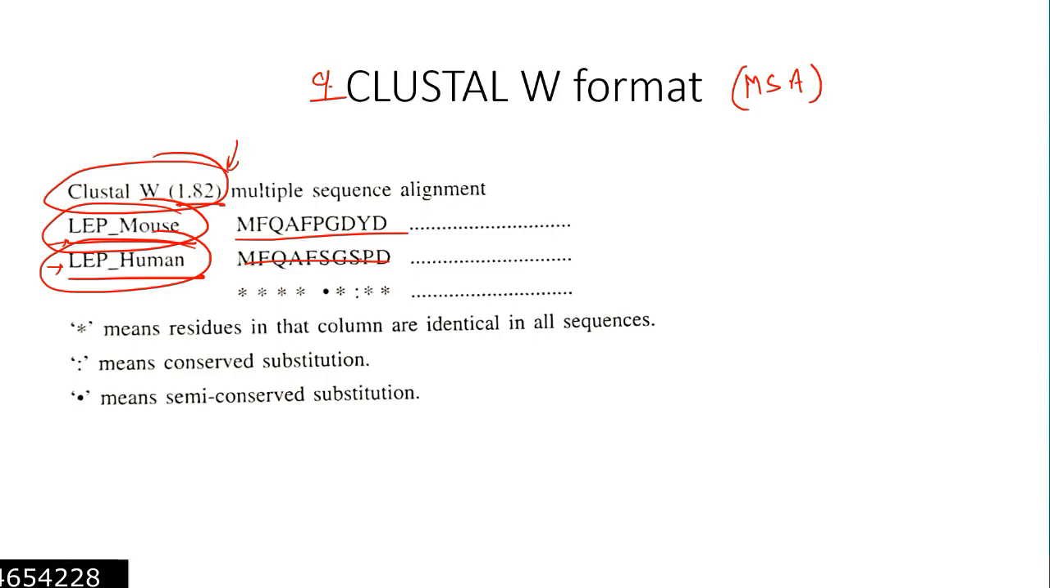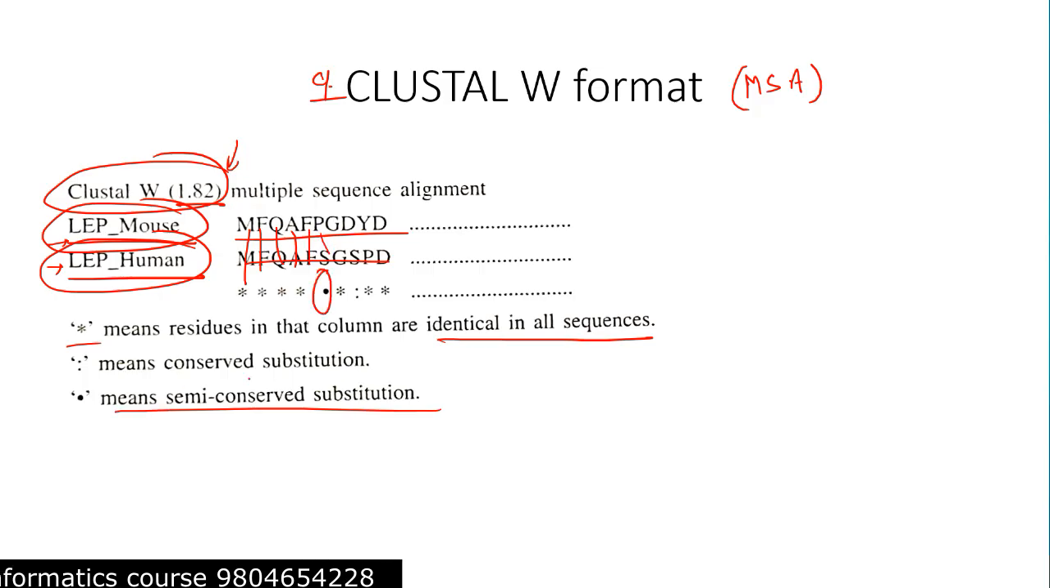Okay. The input sequences are obtained and a count of total number of residues is shown at the end of the line. You can see here at the end of the line what we have: stars, 4 stars, 1 dot, star, this and 2 stars. So what do they mean? This means residues in that column are identical in all sequences. As you can see, identical, identical, identical, identical, identical, different. So different. Semi-conserved sequences, a dot. Conserved substitution is this. Okay.